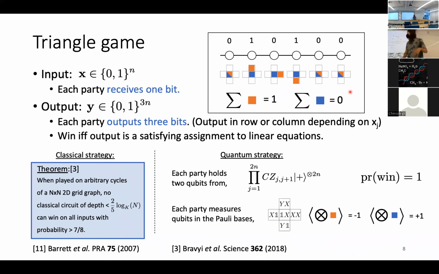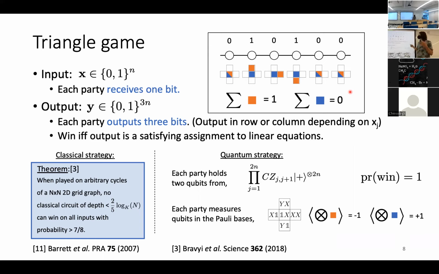Great. On the other hand, though, there is a perfect quantum strategy for this game. And in this quantum strategy, each party holds 2 qubits from this 2n qubit one-dimensional cluster state with periodic boundary conditions on a ring, right? And each party is just going to measure in the common eigenbasis of the commuting Pauli observables that I've written in the row and column of this table respectively, if they get a 0 or a 1 as an input. And they're going to record the corresponding measurement outcome into these boxes, right?